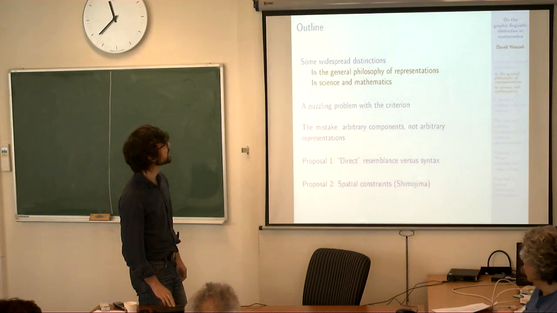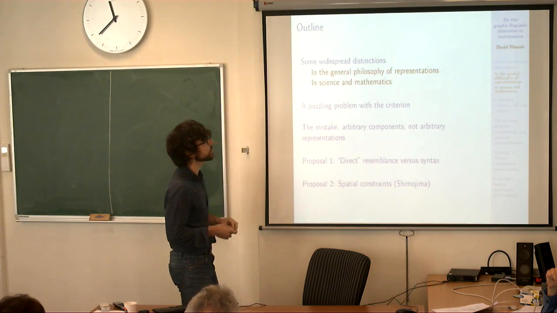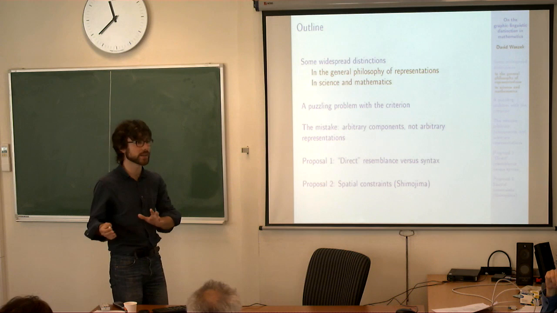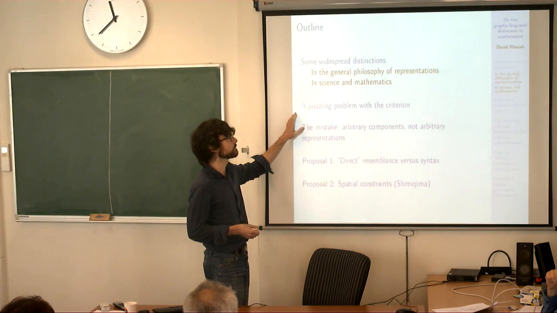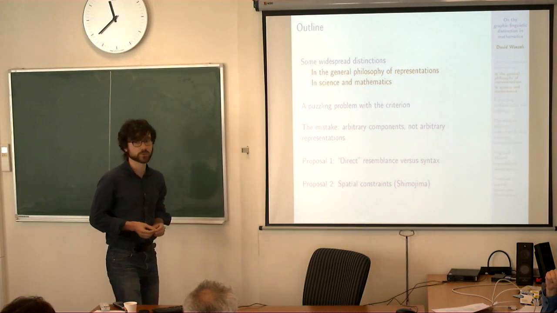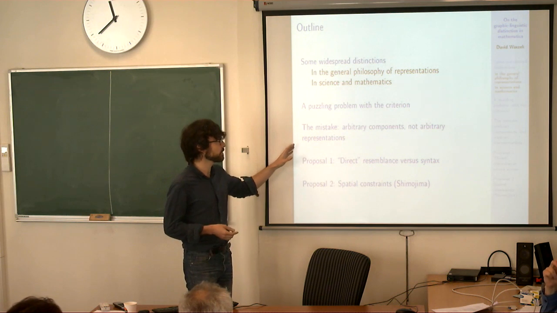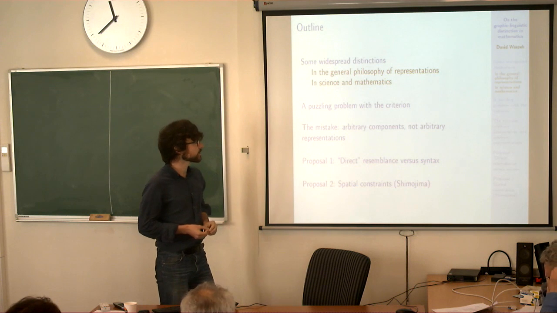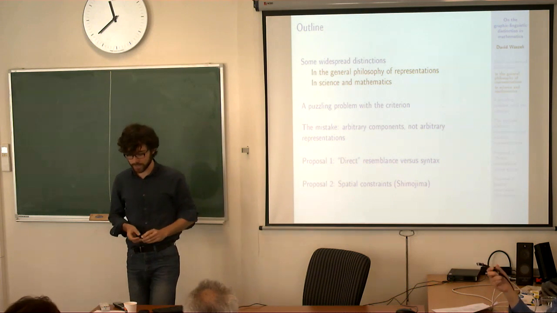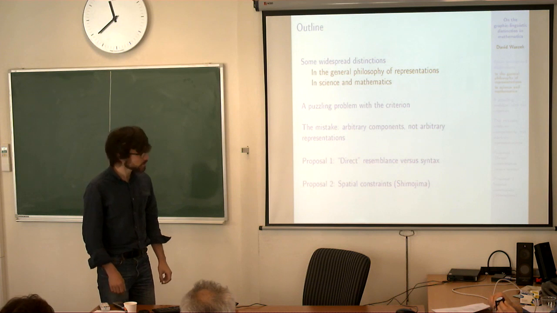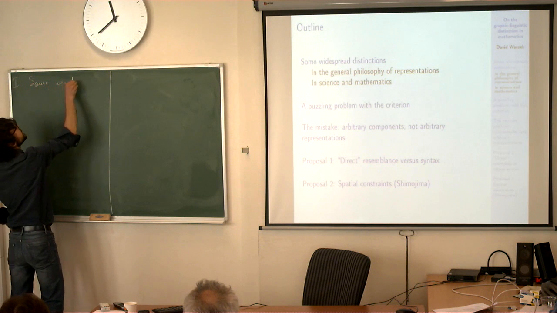Okay, so here's the outline. I'm going to start explaining some general distinctions that are widespread in the literature about something like a graphic-linguistic distinction. Then we'll expose a problem with maybe one of the most widespread criteria used to conceptualize this distinction. We'll diagnose what the criterion is that leads to this problem, and then we'll expose two more refined proposals to distinguish different classes of representations. Okay, so first I'm going to start with the distinctions.